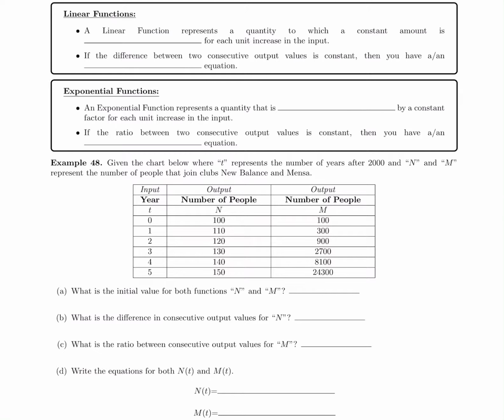Here we are going to be comparing linear functions and exponential functions. Linear functions represent a quantity in which there's a constant amount added or possibly subtracted. You know, if m is negative, you go down and over instead of up and over. This is your slope. Your slope is added or subtracted. The difference between two consecutive outputs, which means you're going to subtract to find the difference, is going to be a constant number, and that tells you that you have a linear equation.